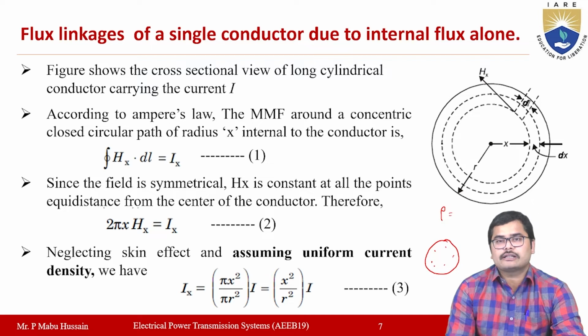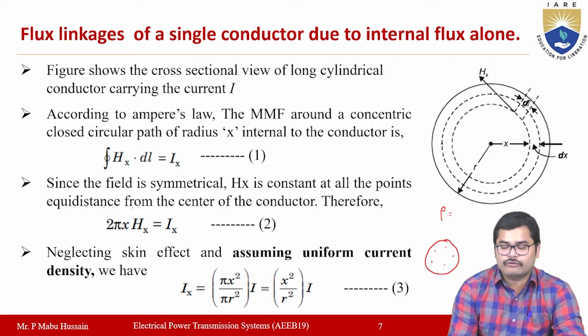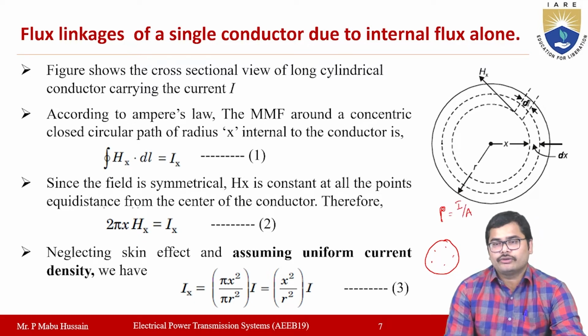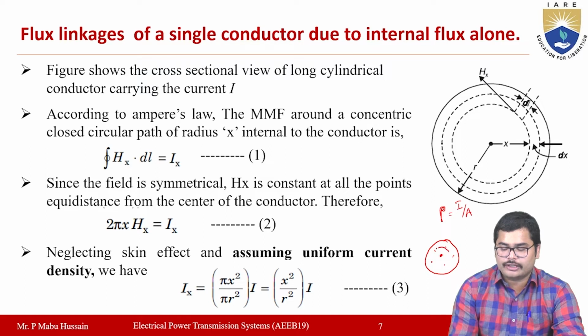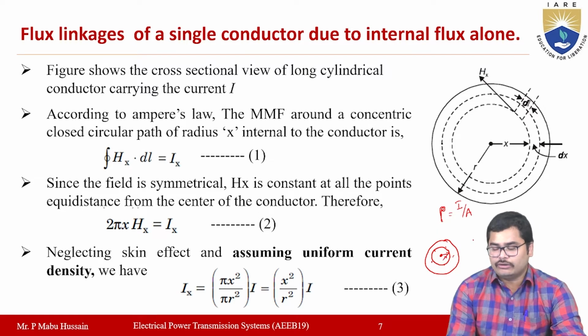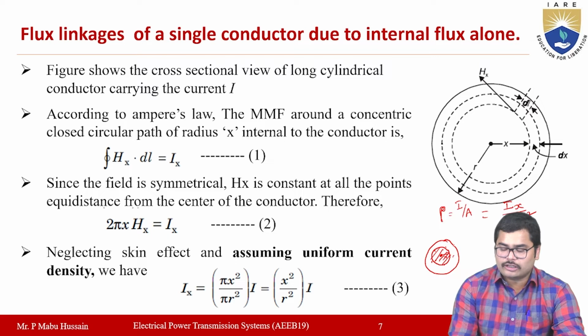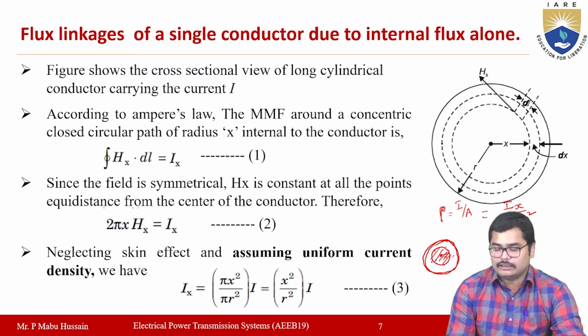How can we express this current density? Current density rho will be equal to current per unit area. Suppose from the center of the conductor you take a path of radius x, then the current density for this path will be equal to the current enclosed by that path, which is Ix, by the area, which is pi x square. Now if you consider the total conductor, then current density rho is equal to total current I by the area, pi r square.